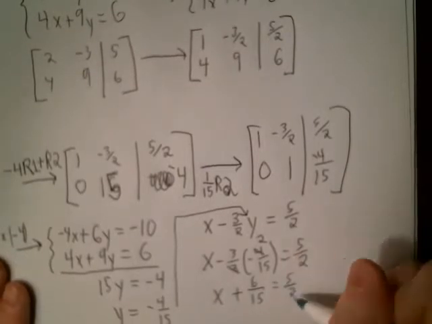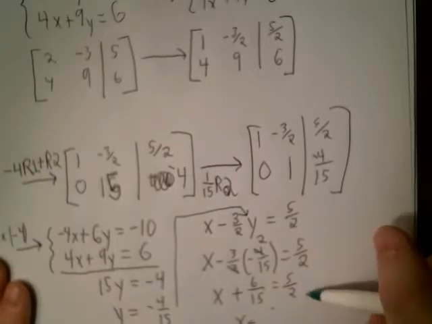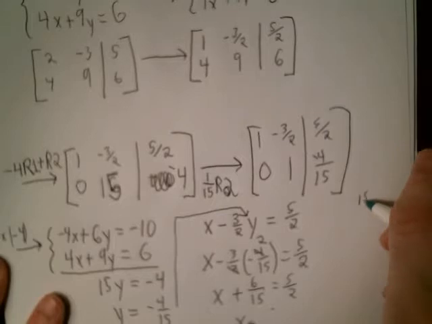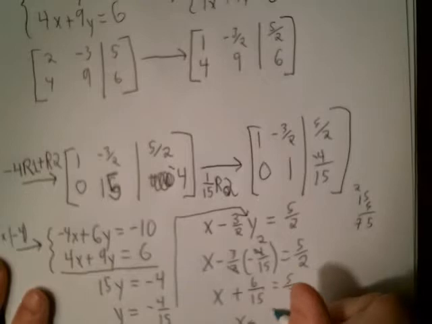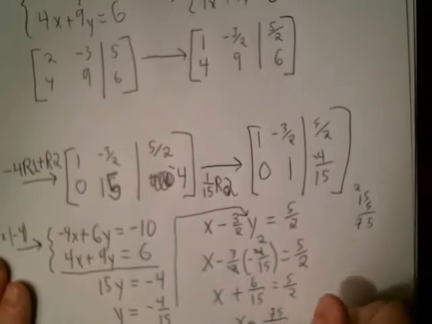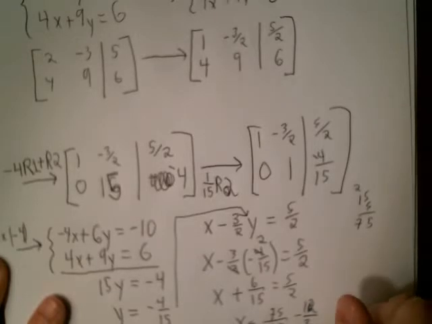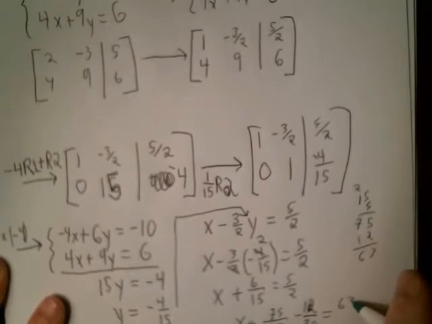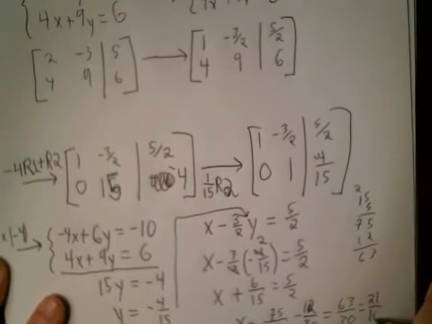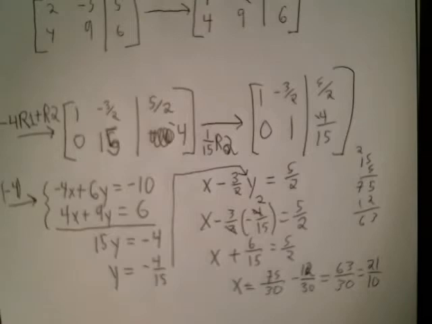Equals 5 halves. And then x equals, we want a common denominator, I guess, of 30. So this is really not working in my favor. 5, 2, 75. So 75 30ths minus 6, 12 30ths will be the result there. So 12, 3, 63 30ths. And of course, we can divide top and bottom by 3, you get 21 tenths. Okay, sorry, I went off the page. Okay, so those are your solutions.